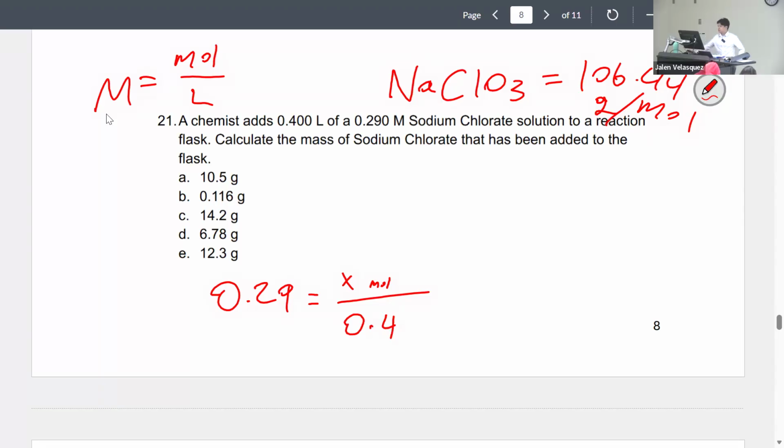We can do some algebra here to solve for x. We can cross multiply, so 1 times x is x. Remember, x is the moles. You do the concentration 0.29 times the volume. So x is equal to, anybody have it here? Good, 0.116 moles of the sodium chlorate.